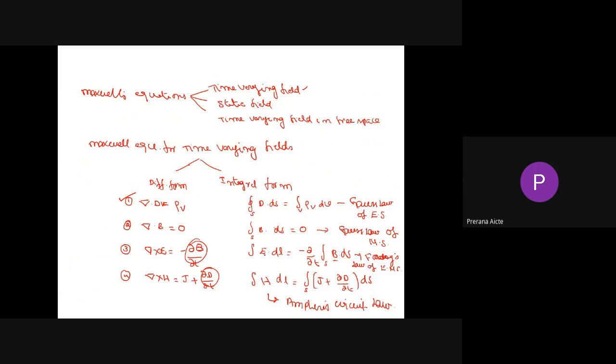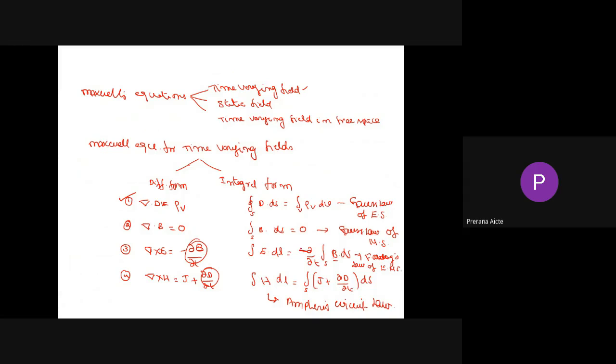That is nothing but the EMF, electromotive force, around the closed path is equal to the negative of the surface integral over dS of the rate of change of magnetic flux density, dou by dou t of B. Okay, the rate of change of magnetic flux density bounded by the closed path. Okay, that is the meaning.